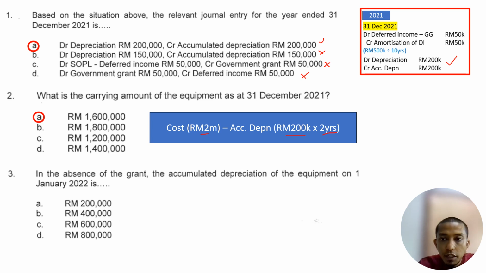The next one, the third one: in the absence of grant, the accumulated depreciation on 1st of January 2022 is, okay, the question asks you here, what if there is no grant?